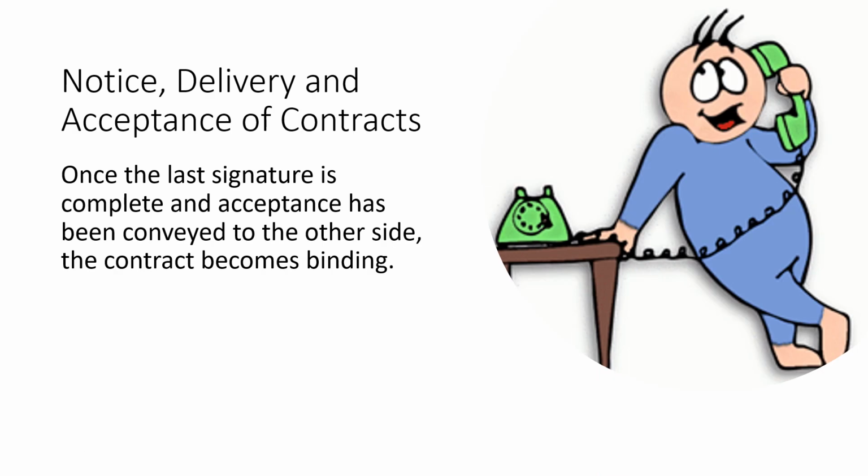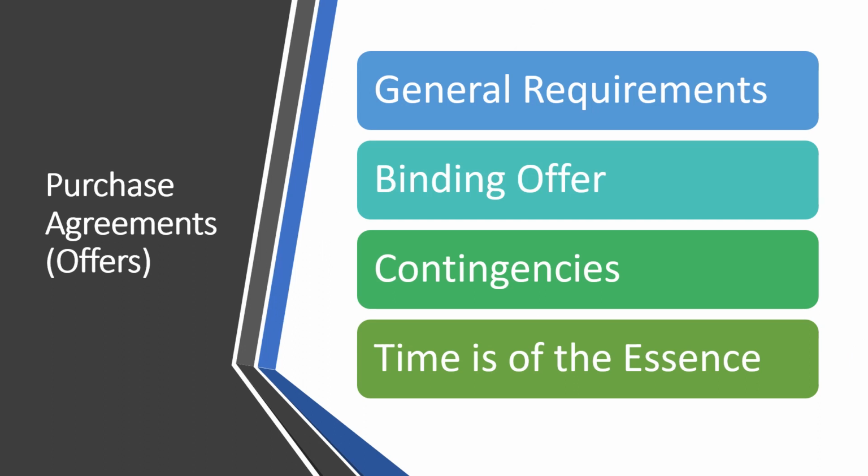Notice, delivery, and acceptance of contracts. Once the last signature is complete and acceptance has been conveyed to the other side, the contract becomes binding. Purchase agreements, otherwise known as offers. We're going to talk about general requirements, binding the offer, contingency, and the fact that time is of the essence.